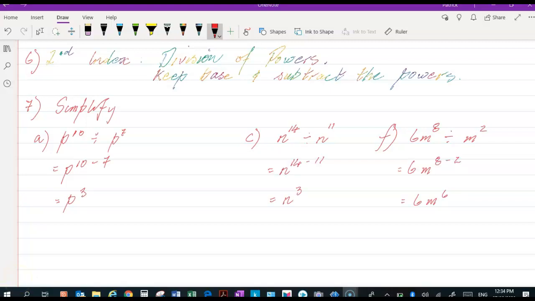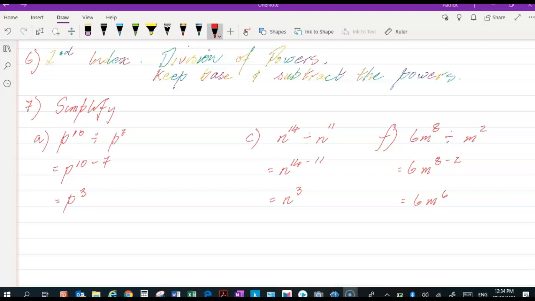Okay, while that announcement was on, I just did C and F. So what we've got is n to the 14th divided by n to the 11th, 14 minus 11 is n to the 3rd. With part F, 6m to the 8th divided by m squared, it's obviously 8 minus 2, and it becomes 6m to the 6th. There's nothing to take out the 6 with.